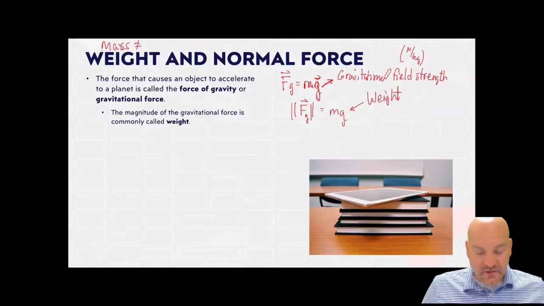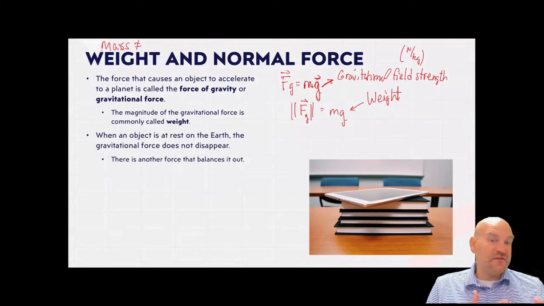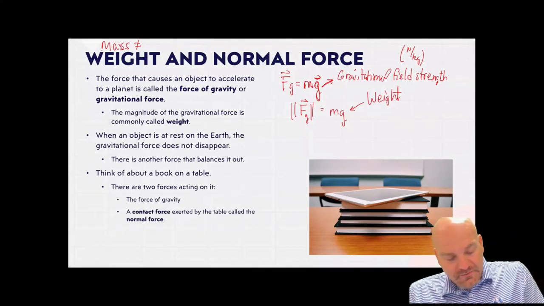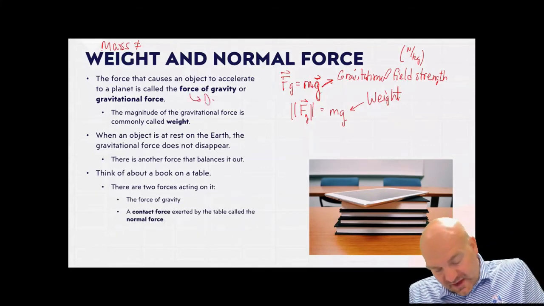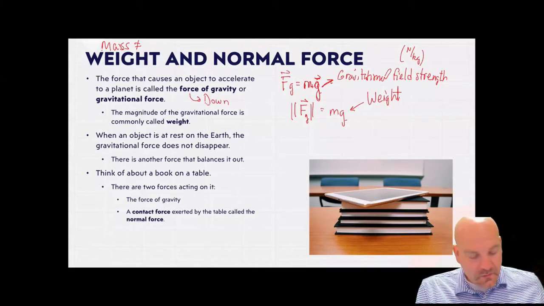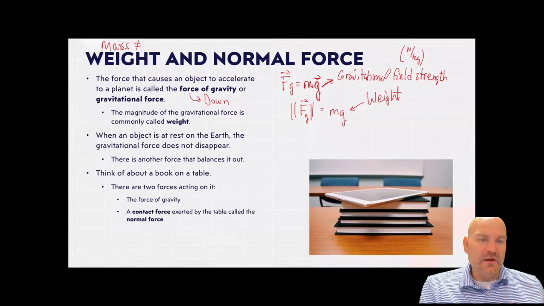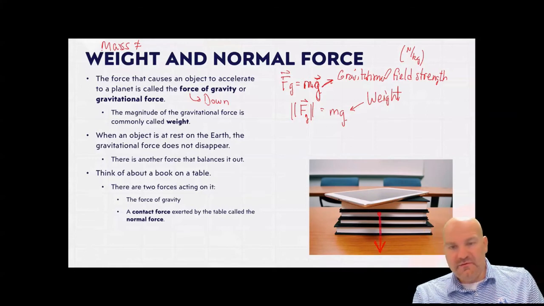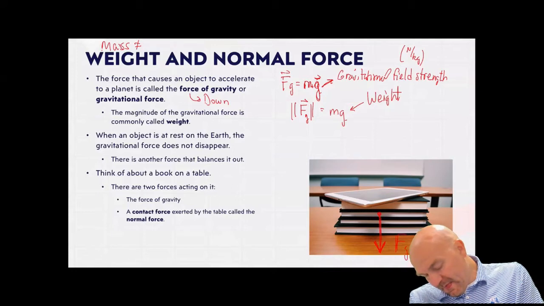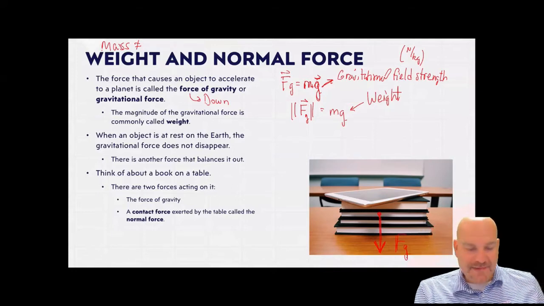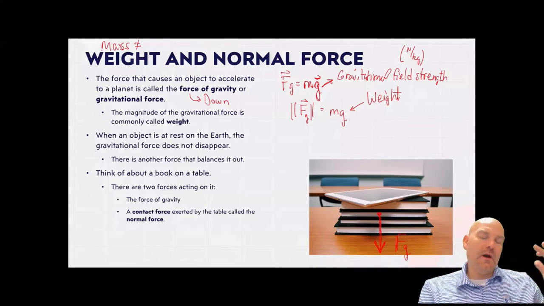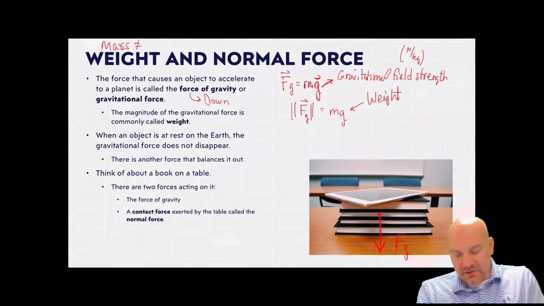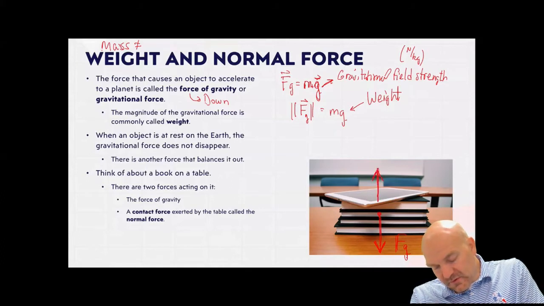Now, when an object is at rest on Earth, this force does not disappear, but something else balances it. One thing to note is that the gravitational force always acts down. If we think about a book on a table, there are two forces acting on it. You get the force of gravity, which is a downward force, because gravity always acts down. Remember, it has a magnitude of m times g. But there's an upward contact force balancing this out that we call the normal force.